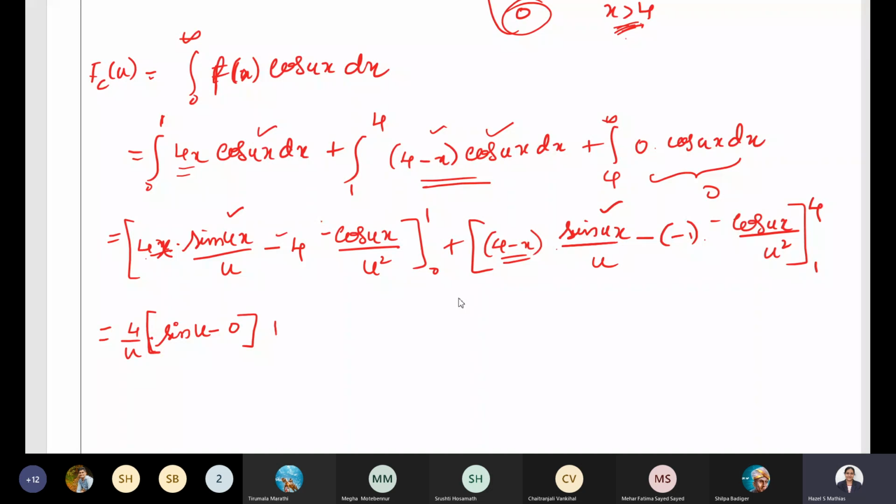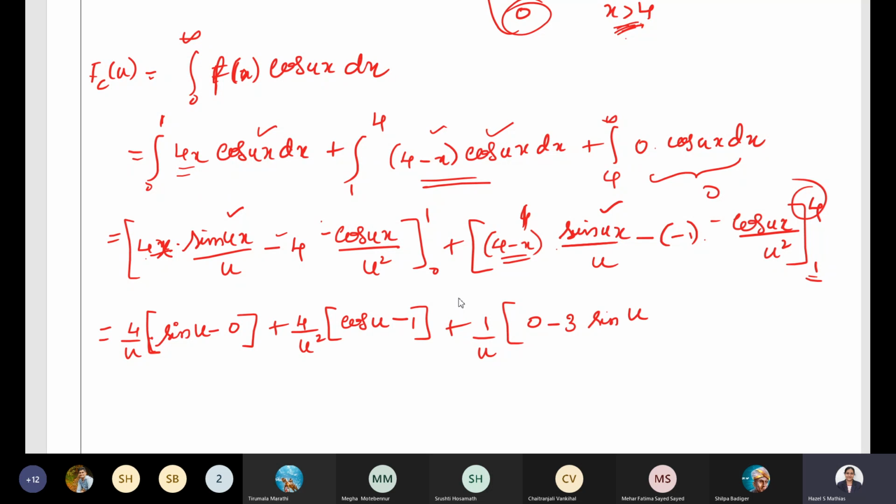Over here, minus of minus will be plus 4 by u square into cos u. X is 1, so you will have cos u minus, when you put 0, cos 0 value is 1. Plus here, when you put x as 4, what happens here? I can take 1 by u outside. Upper limit is 4, so when you put 4, it will become 0. Then put the lower limit 1, 4 minus 1 is 3. Correct? So you will have sine u divided by u.